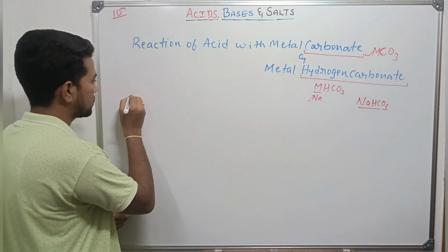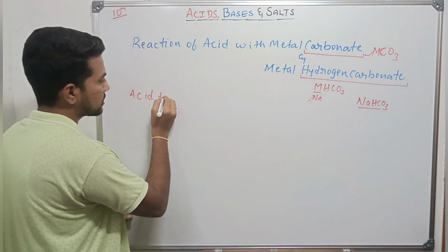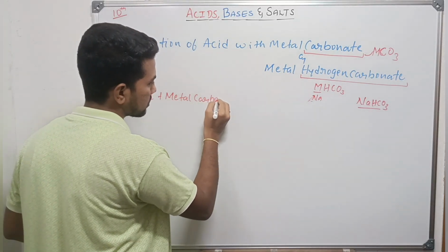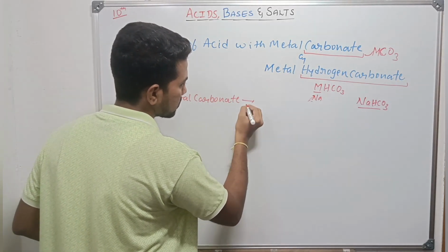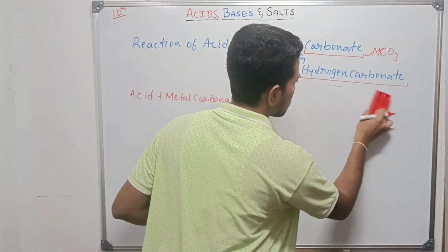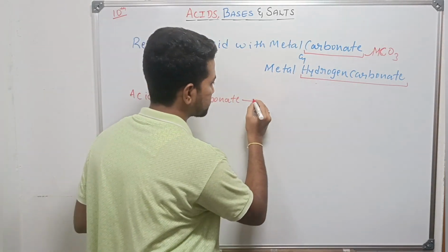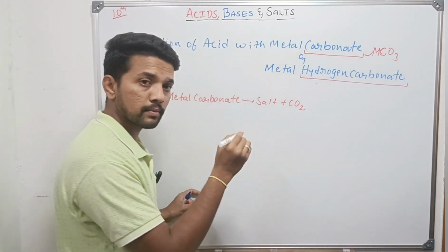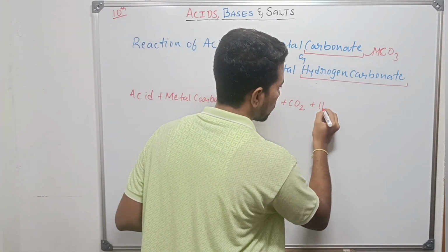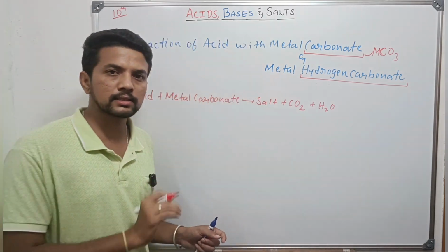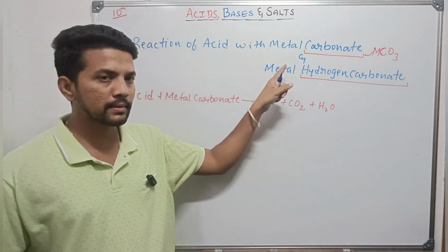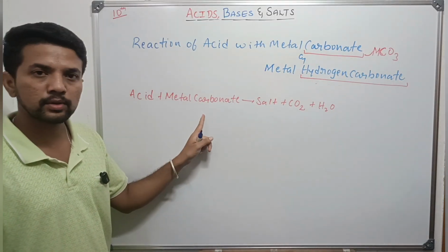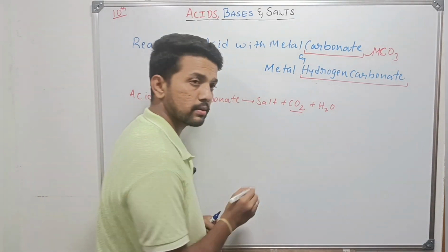Whenever the acid reacts with metal carbonate, there is a formation of salt, means corresponding salt and evolution of carbon dioxide gas and water molecules. So in the previous example, reaction between acid and metal gives hydrogen gas. So here reaction between acid and metal carbonate, there is a formation of carbon dioxide gas.